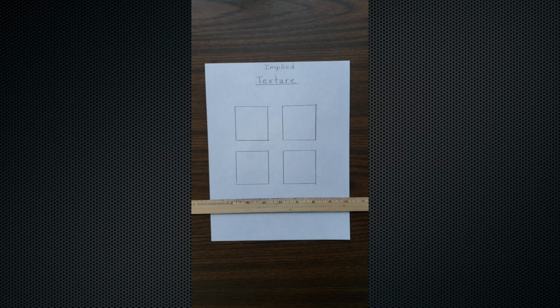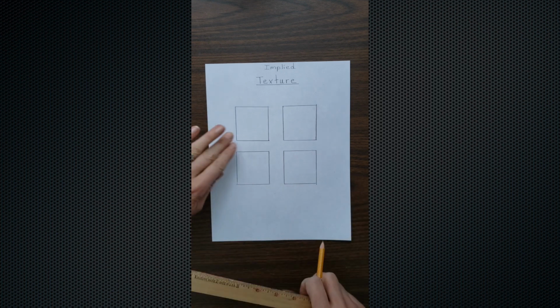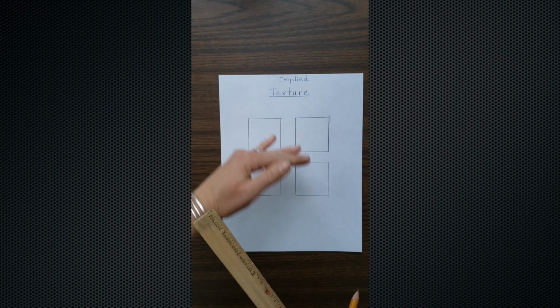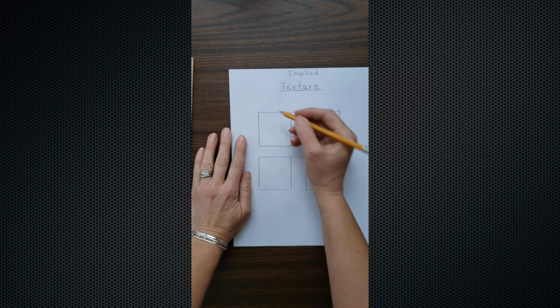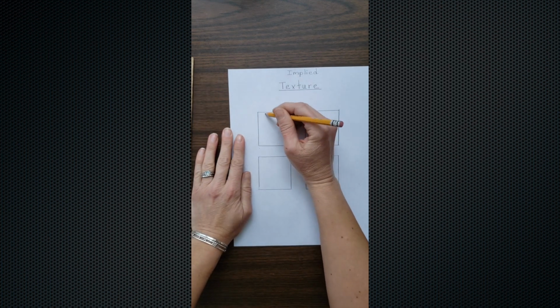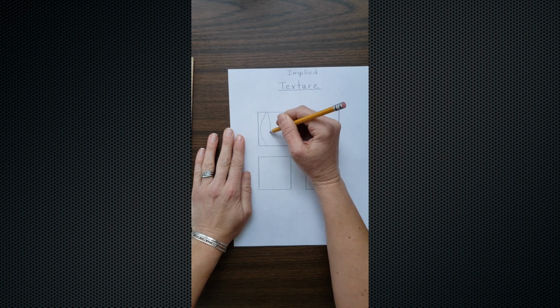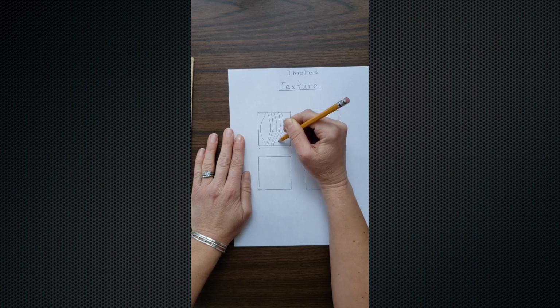Hi guys, today we're going to continue talking about implied or visual texture. It's when you create the look of texture on a surface, but the surface remains smooth, but you're making it look like there's some interesting texture on there. So inside this box here, I'm just going to create the look of some sort of a texture. And I think I want to make it look like wood. So I'm going to make it look like it's a wooden surface with maybe a little bit of texture on there. Some grainy texture maybe.